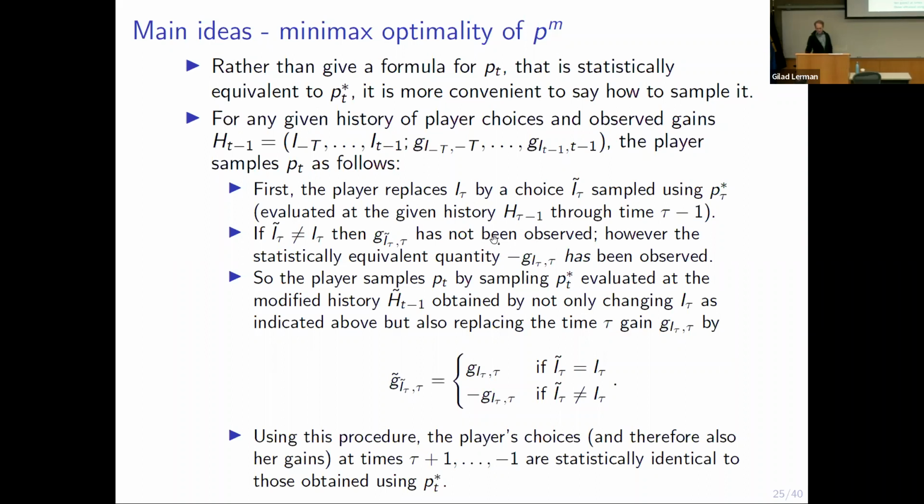And so then at time tau, if I tau, the index of the arm that has actually been chosen, and the index of the arm that is chosen by the myopic player are the same, then you leave the sample unchanged. If they're different, then you just flip it. Okay, and that preserves the optimality of the min-max optimal strategy going forward.